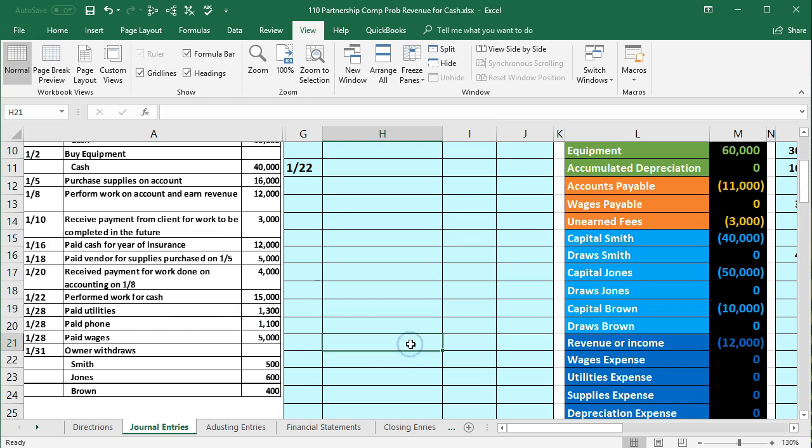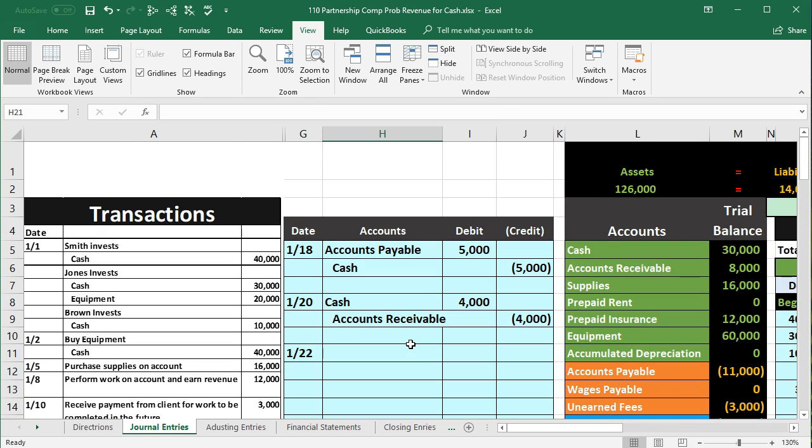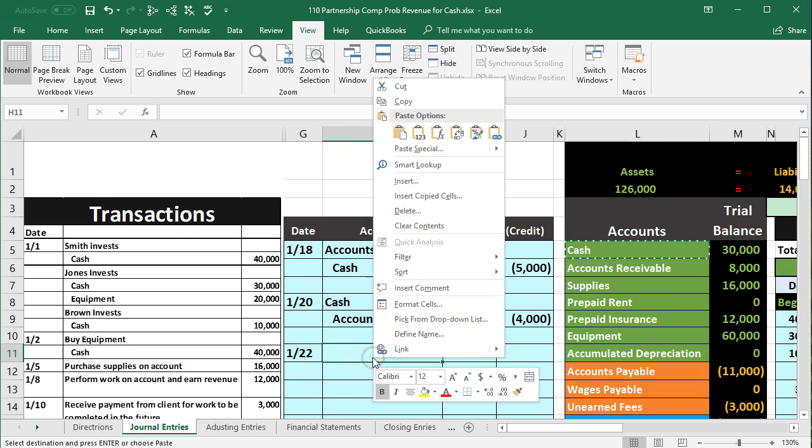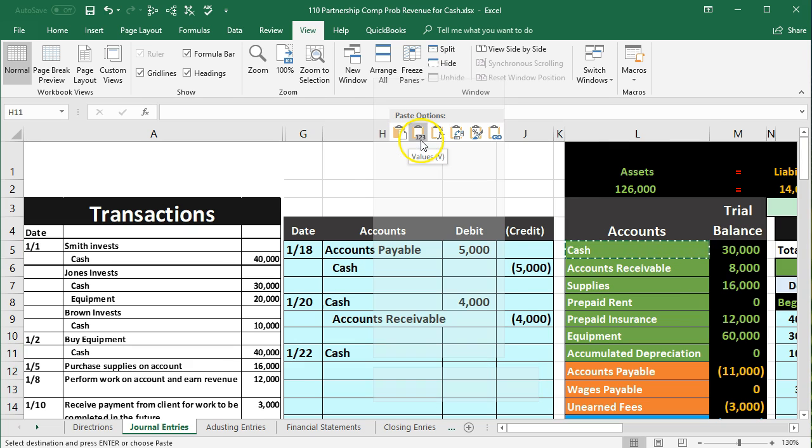That's what's happening here. First question, is cash affected? We're going to say, yeah, we received cash. So cash has a debit balance. We're going to make it go up by doing the same thing to it, another debit. So I'm going to right-click and copy cash in L5, put that here in H11 by right-clicking and pasting just the values.